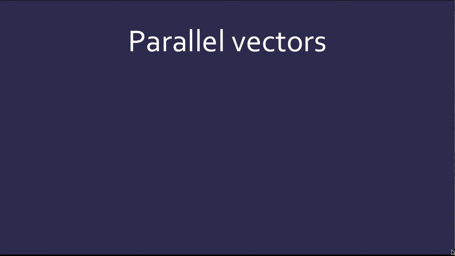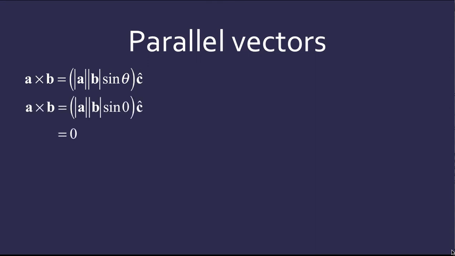We can use this information to see what happens to the cross product when two vectors are parallel. When two vectors are parallel, the angle between them is 0, and since the sine of 0 is 0, the cross product will also be 0. In a similar way as the dot product can be used to test if vectors are perpendicular, a 0 result for the cross product of two non-zero vectors means the two vectors are parallel.